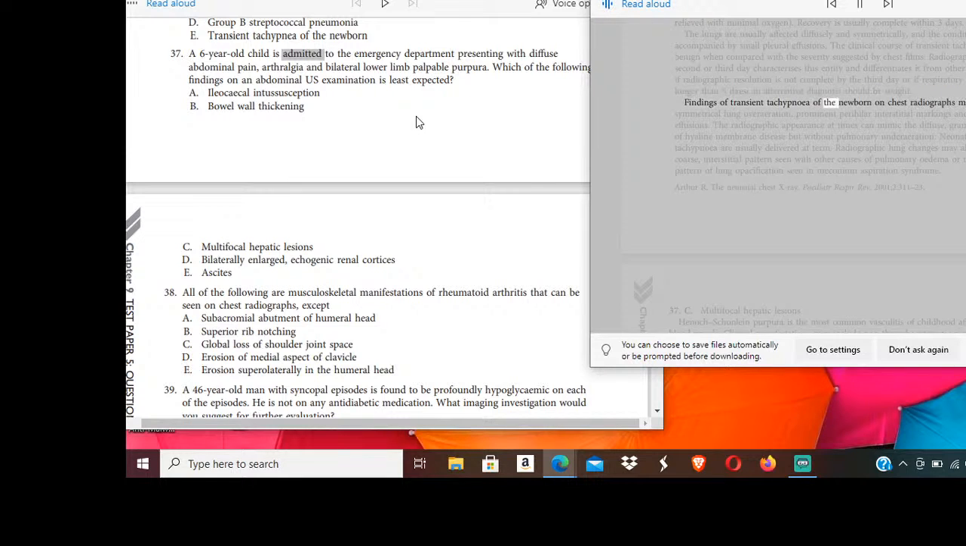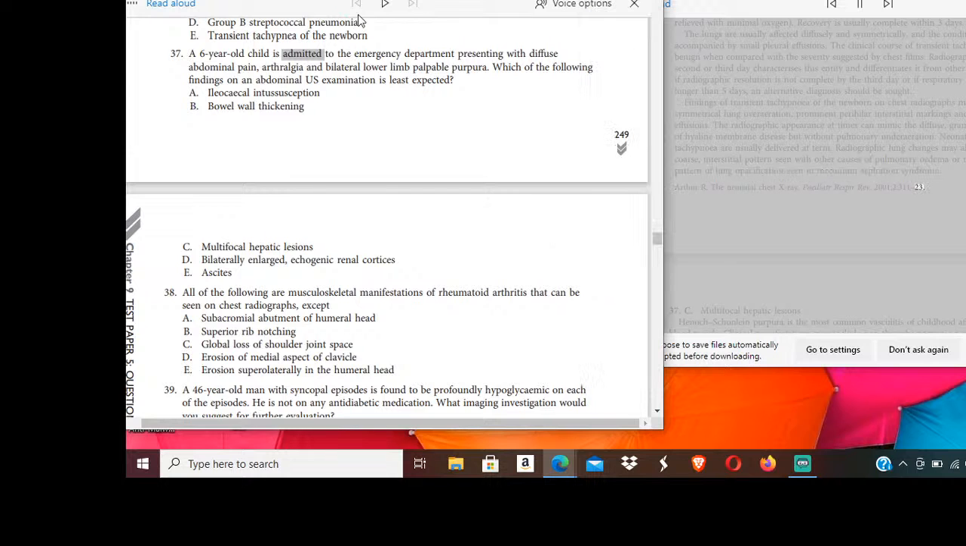Findings of transient tachypnea of the newborn on chest radiographs may include mild, symmetrical lung overaeration, prominent perihilar interstitial markings, and small pleural effusions. The radiographic appearance at times can mimic the diffuse, granular appearance of hyaline membrane disease, but without pulmonary underaeration. Neonates with transient tachypnea are usually delivered at term. Radiographic lung changes may also resemble the coarse, interstitial pattern seen with other causes of pulmonary edema, or the irregular pattern of lung opacification seen in meconium aspiration syndrome. Arthur R. The neonatal chest X-ray. Paediatr Respir Rev. 2001, 2:311-23.